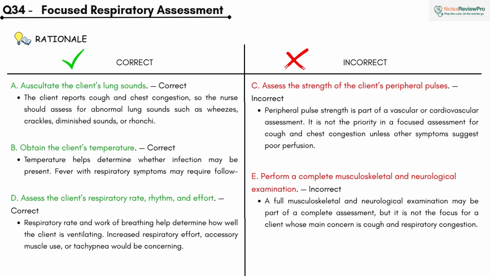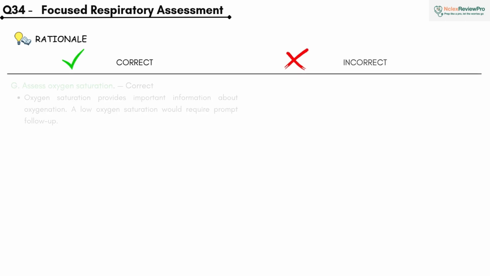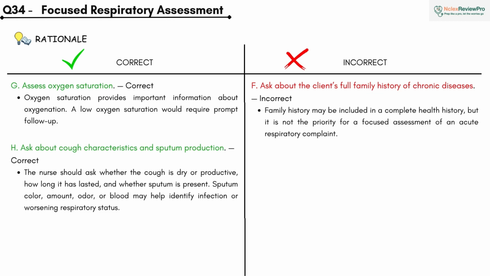Option E is incorrect. A complete musculoskeletal and neurological examination may be part of a full assessment, but it is not the focus for this client's current respiratory complaint. Option F is incorrect. A full family history of chronic diseases may be part of a complete health history, but it is not the priority in an acute focused respiratory assessment. Option G is correct. Oxygen saturation gives important information about oxygenation. A low oxygen saturation would require prompt follow-up.